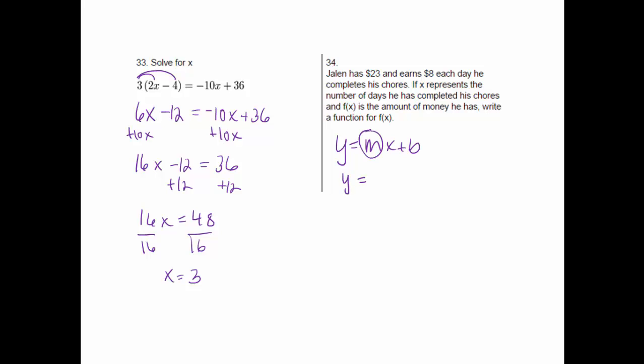The slope, how much is it going up by each day? $8, so it'll be 8x plus the b is where we started. Jalen started with $23. So that would be my equation, and it did actually ask me to write a function for f of x, so instead of the y, we will just sub out the f of x instead. And there we go.